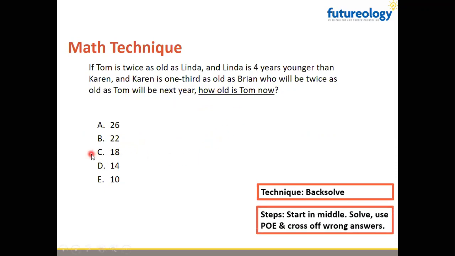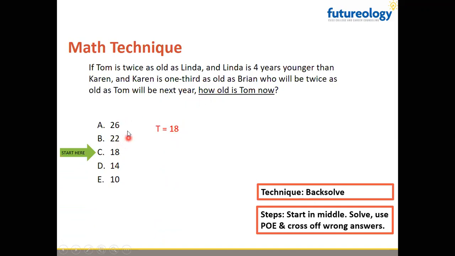Start in the middle. So start with C. Now, if it's on an SAT, you only have 4 choices, so start at B or C, either one, doesn't matter. On an ACT, start in the middle. And then we're going to solve it. So let's start at 18. That means if this is the scenario, Tom is 18.